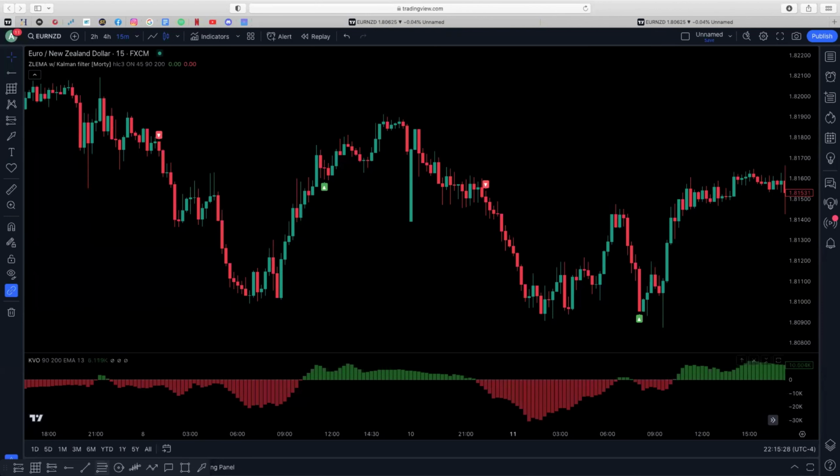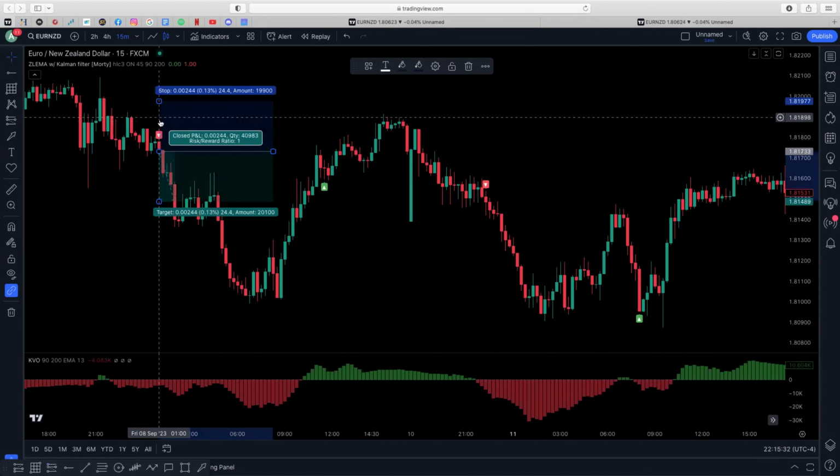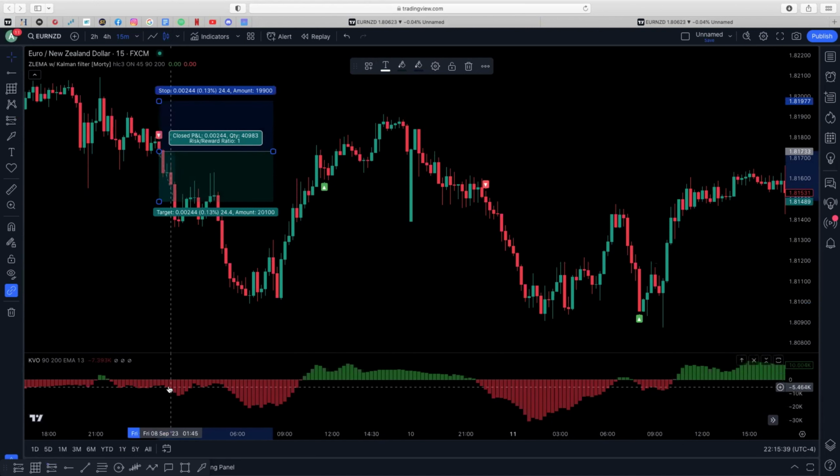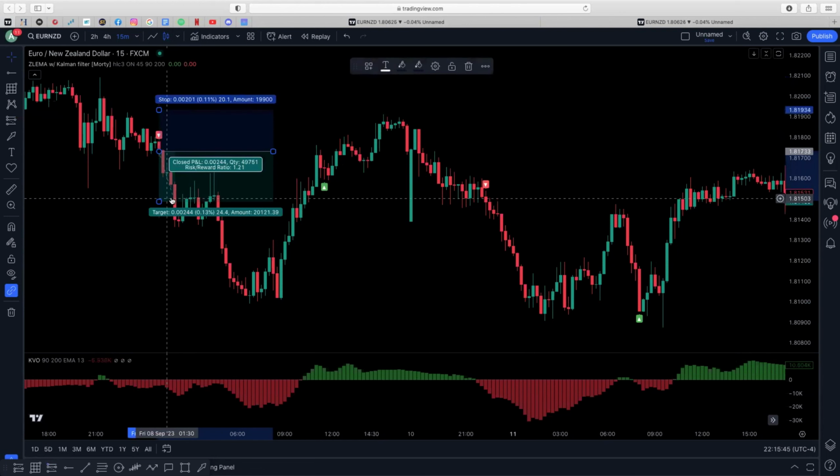As you can see in this example, we have a sell trade here after this kind of form and a sell signal appeared. We confirmed it by looking over here and it's red on the KVO. So once this indicator is red, aligning with this one, they are agreeing on terms, then we can have a good trade here to the downside.